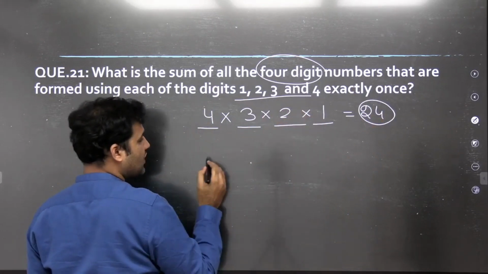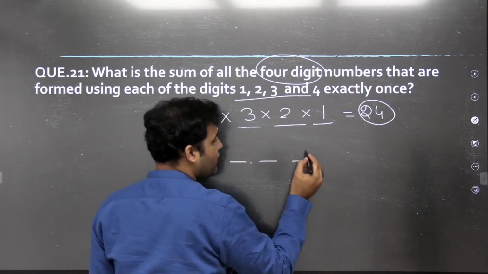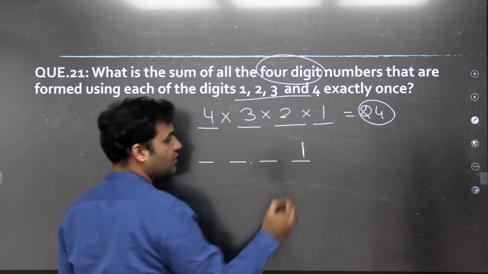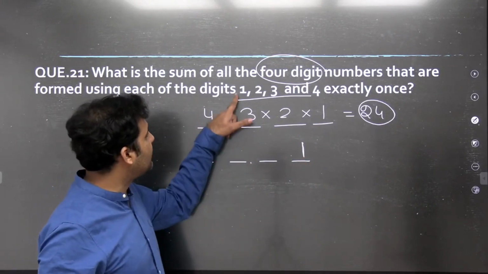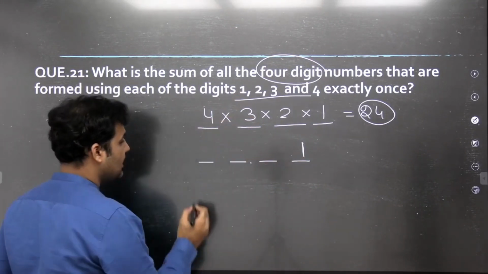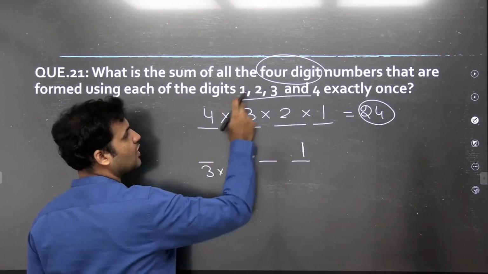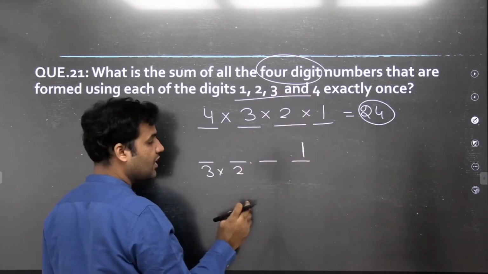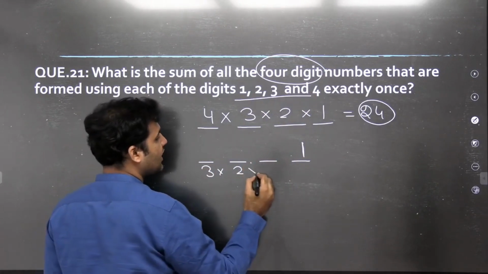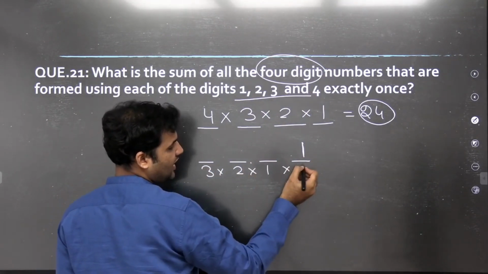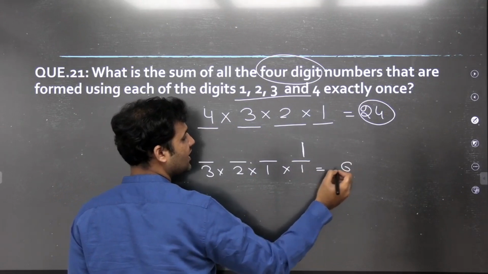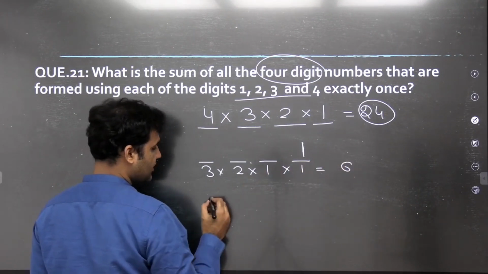Now out of these 24 numbers, guys, if I place the unit digit as 1, let's say I place this 1 over here, then this place can be filled in 3 ways, this place can be filled in 2. Why 3 ways? Because out of 4 digits, 1 has been used over here. So I will be left with only 3 digits. And this place can be filled in 1 way. So total numbers here would be 6.